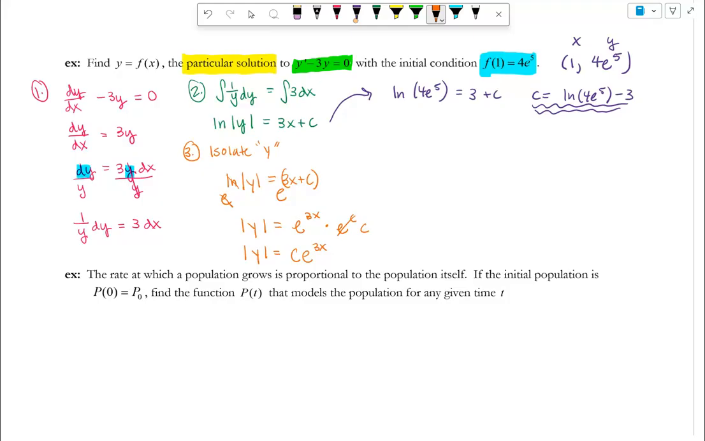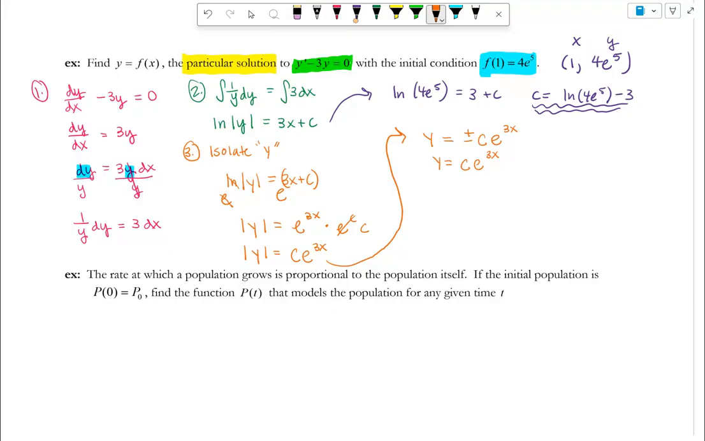All right, so finally, to get rid of the absolute value here, I would normally rewrite this as y equals plus or minus c times e to the 3x. But since we have not found the value of c yet, we do not know yet if that number is positive or negative. So we could actually ditch the plus or minus here. Ooh, this way is way easier. We could ditch the plus or minus because we will inherently find out if c is positive or negative when we plug our initial condition in, and that's what we're about to do.